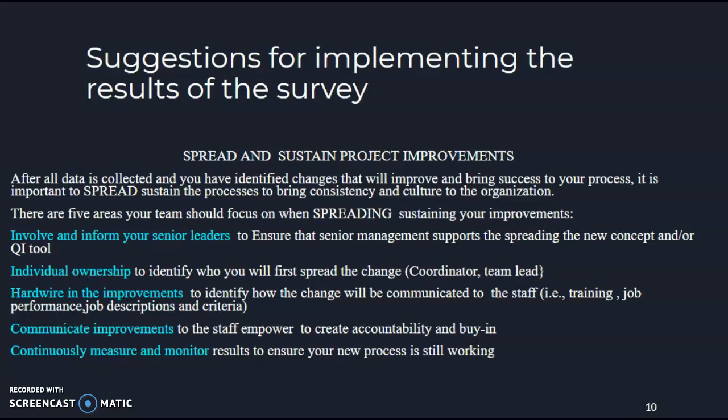Involve and inform your senior leaders. Step 1, we need to ensure the senior management supports the spreading of the new concept and our new QI tool. Individual ownership is a key component. We want to identify who will first spread the change, a coordinator or a team lead. Hardwire in the improvements. Identify how change will be communicated to the staff via training, job performance, job descriptions, and criteria. You communicate improvements to the staff.